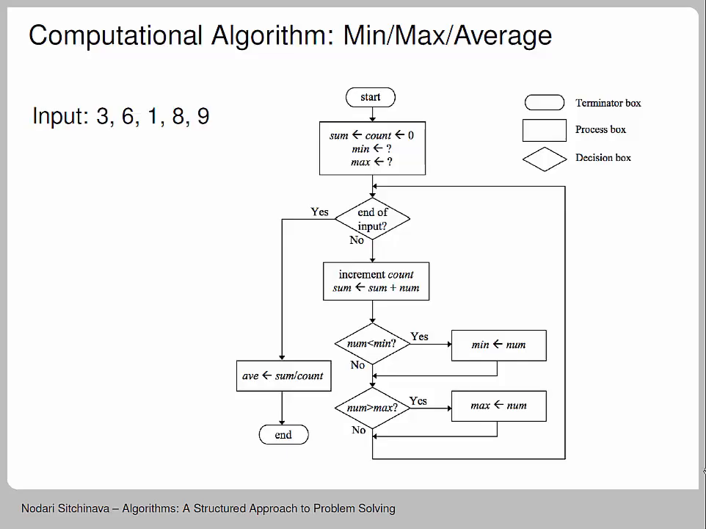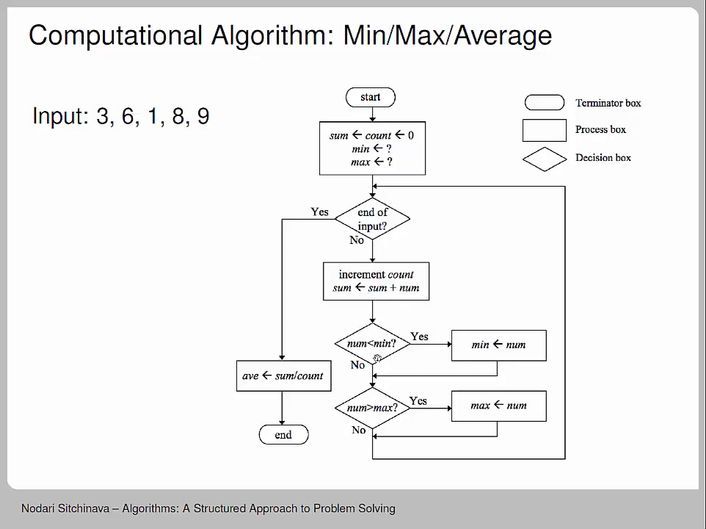So let's take a look at an algorithm that solves the problem of finding minimum, maximum, and an average of a set of numbers. In this particular case, we initialize the counters sum and count to 0 and set min and max to be uninitialized. We start by reading the input. Are we at the end of the input? No. Therefore, we continue by incrementing the count variable and setting sum to sum plus the value that we just read.